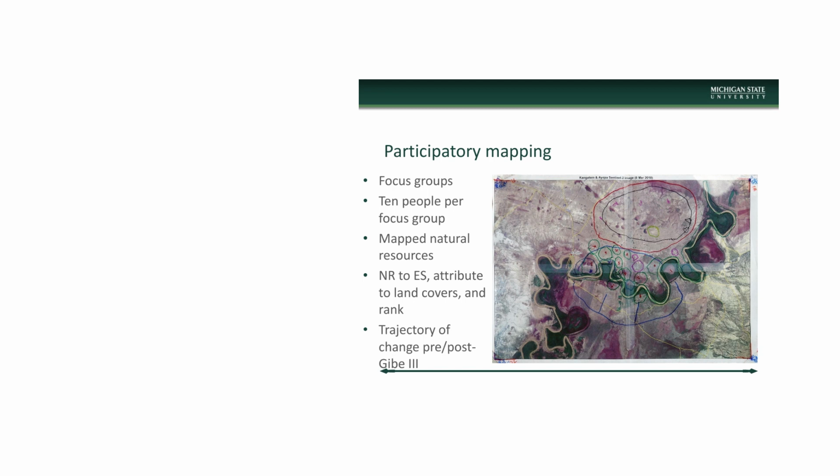We had the community members in the focus group then say, well, where do you find that? Is it in the forest? Is it in shrubland? Is it in grassland? Is it the river? Is it all of them? And then rank basically which land cover was most important for each ecosystem service.